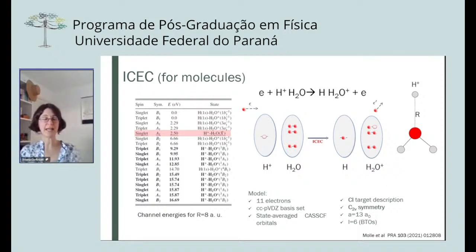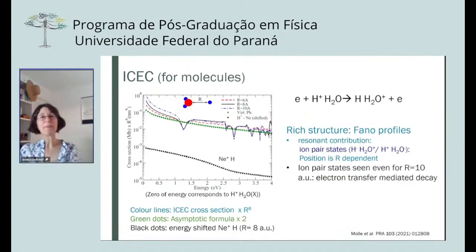And what we saw in this case is that, again, we see cross sections that are large, but instead of being smooth curves, so here you have an example of neon with hydrogen, instead of being a smooth curve, we see structure, and this structure corresponds to resonances. So there are resonant contributions to these cross sections.